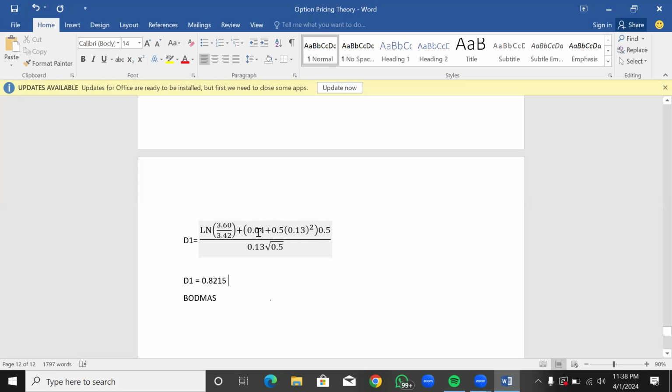Okay. Add it to this 0.04. Done. I got 0.04845. Multiply everything by this 0.5. I got 0.02425. This is what we got now. Just add it to this LN, then divide it by this thing. You're supposed to have 0.8215.